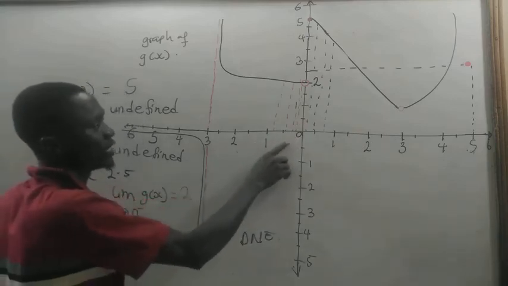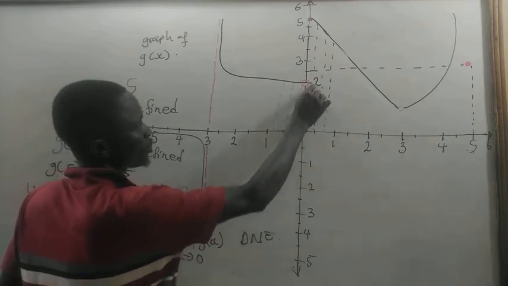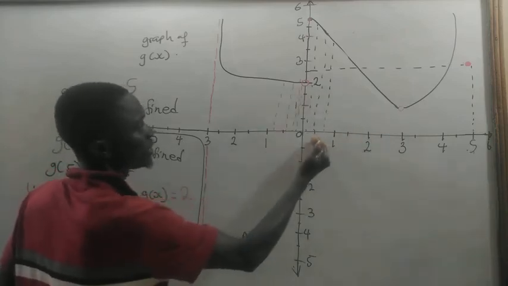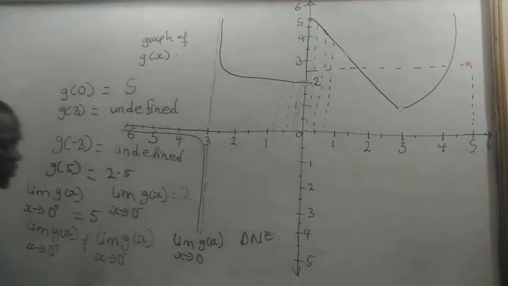So as x approaches 0 from the left, you see that g of x approaches 2, and as x approaches 0 from the right, g of x approaches 5. So since the one-sided limits are not the same, we are saying that the limit of g of x as x approaches 0 does not exist.